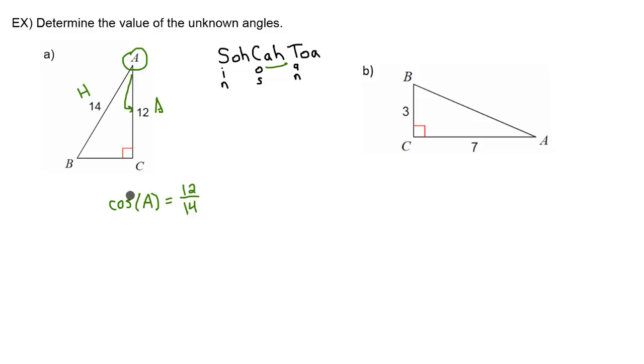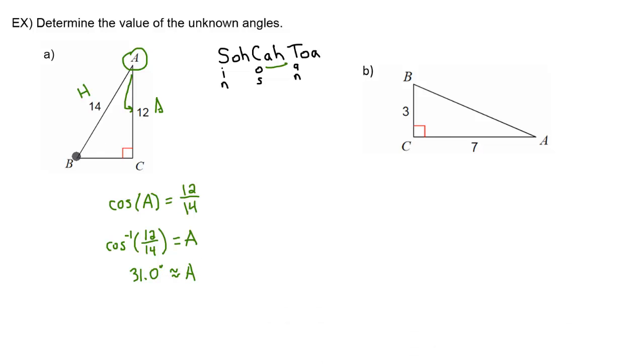So we have cosine of A equals 12 over 14, and I'm going to use the inverse again. So the inverse of cosine of 12 over 14 is going to be angle A, and I'm going to calculate that. If I round to the nearest tenth again, it's going to give us about 31.0 degrees. So that's going to be unknown angle A, which we now figured out.